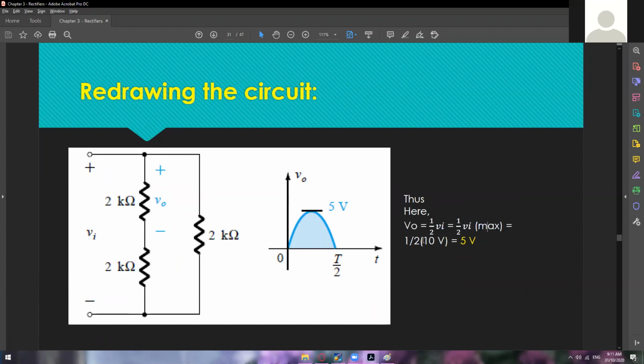So if you're going to get the value of V sub O, it is 1/2 of 10 volts. Just divide our 10 volts, so we now get 5 volts as our V sub O, since of course our V sub I will be divided into this part. So 5 volts here and then another 5 volts on the other side.